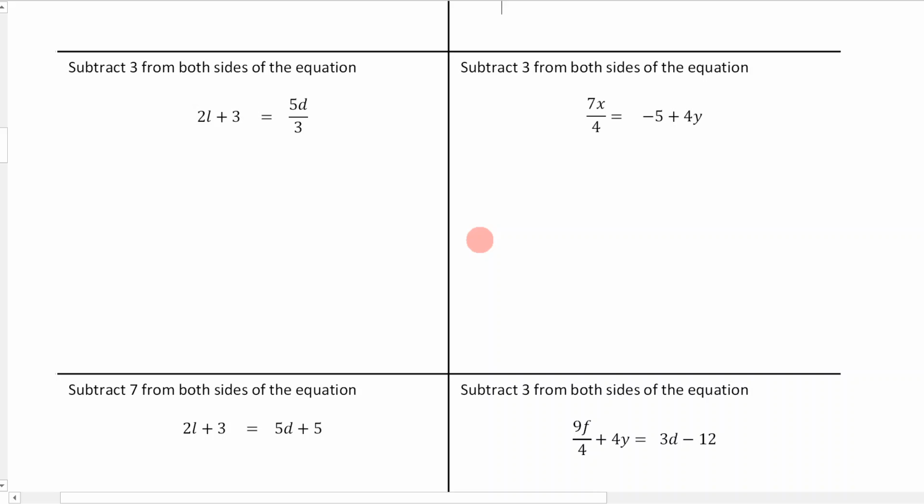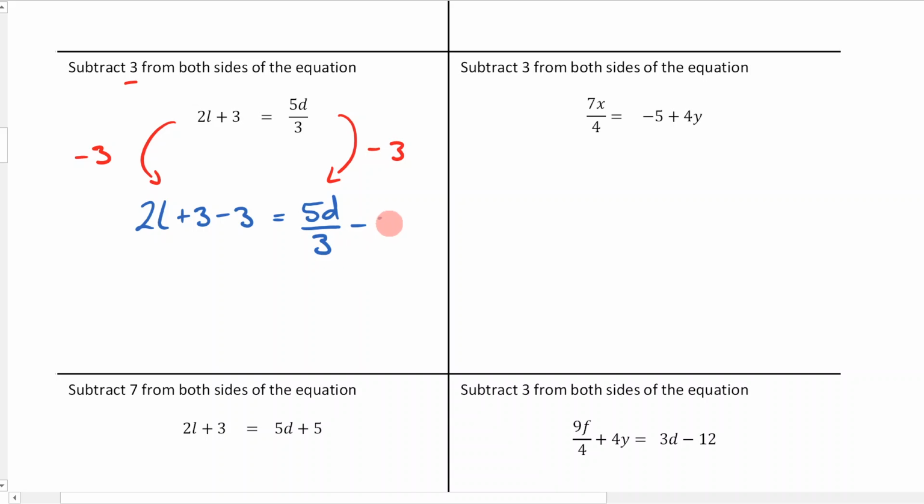Subtract 3 from both sides of the equation. So I'm subtracting 3 from this side. I'm subtracting 3 from this side. So this is going to be 2l plus 3 minus 3. And on this side, it's 5d over 3 minus 3. 3 minus 3 is 0, so I've just got 2l over here.